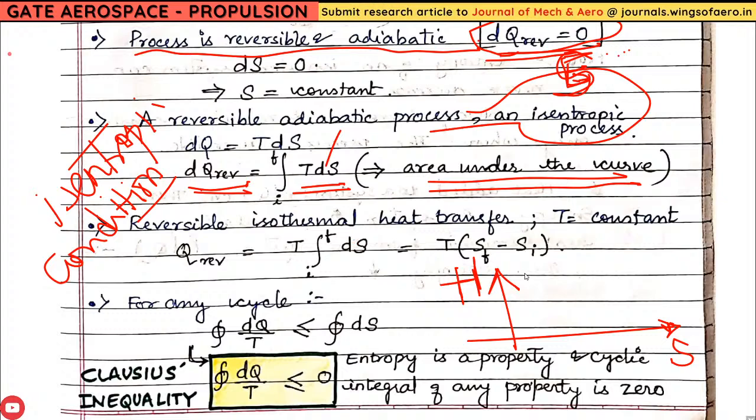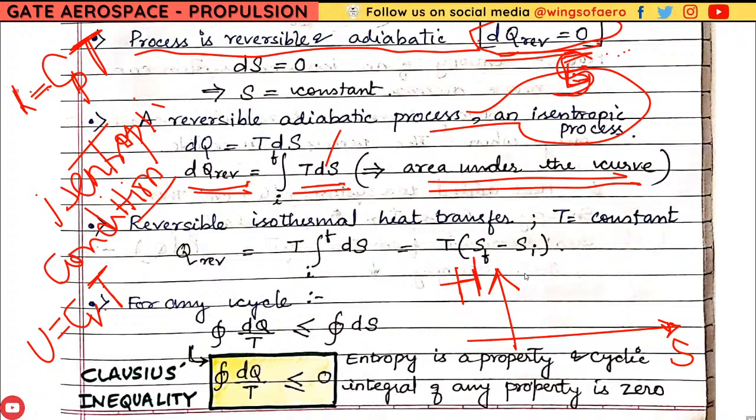Again, H is equal to Cp into T. Remember this formula. And another formula is U equals Cv into T. What is U? Internal energy equals Cv into T, and H, the enthalpy, equals Cp into T. These are all the expressions.